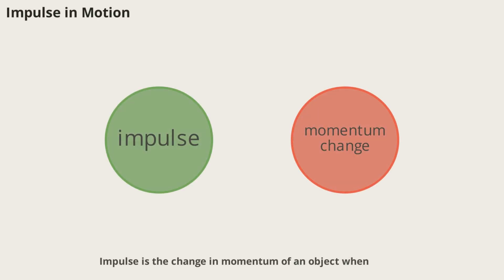Impulse is the change in momentum of an object when a force is applied over a short period of time. It's calculated by multiplying the force by the time during which it acts. For example, when you hit a tennis ball with a racket, the force applied in a brief moment changes the ball's momentum. Impulse helps us understand how forces cause objects to start, stop, or change direction quickly.